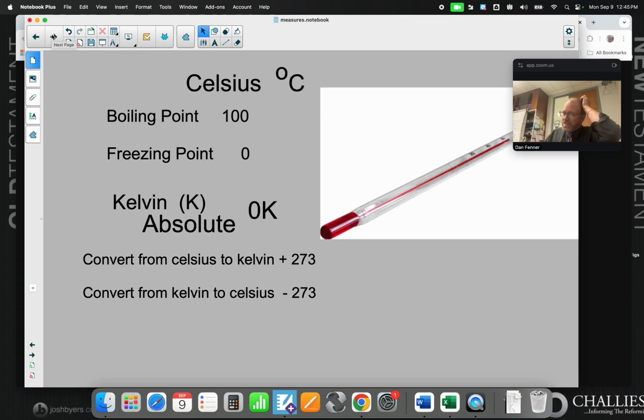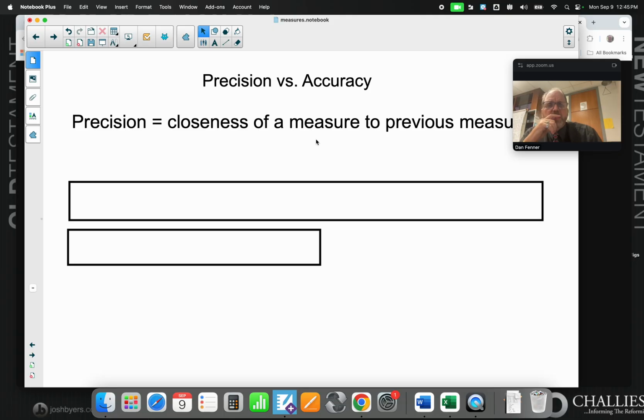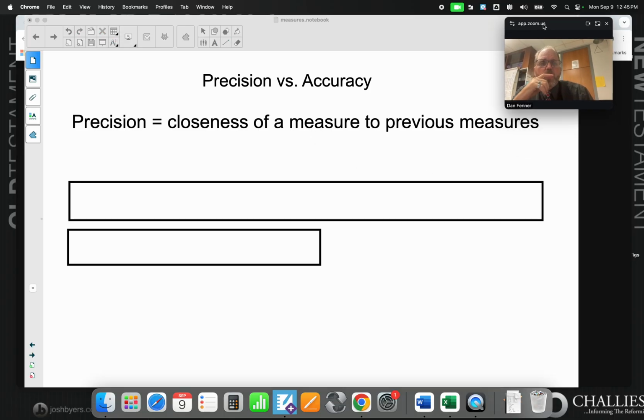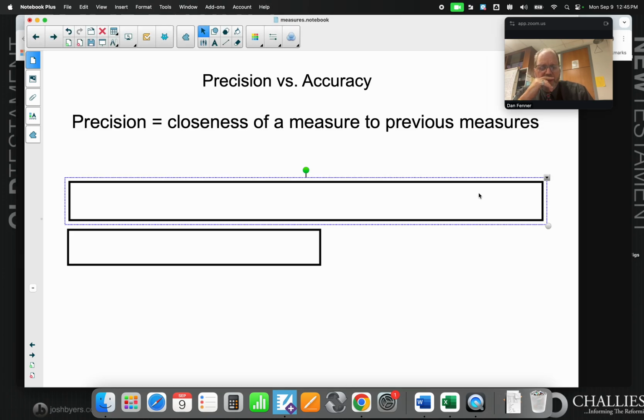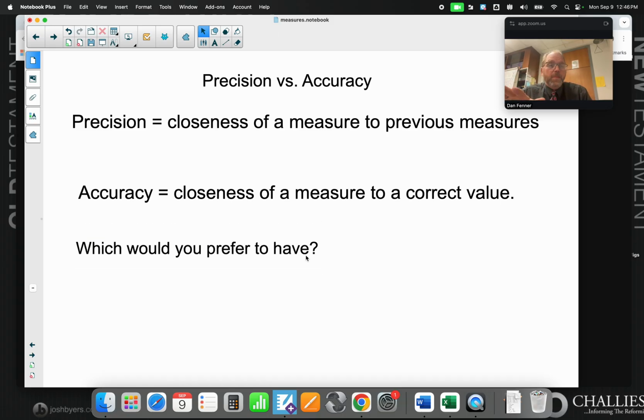Now, one last concept I want to talk about before we finish up here is precision and accuracy. These sound a lot like the same, but they're not. Precision is a close measure to previous measures, so constantly getting the mark over and over again. Accuracy is closeness of a measure to a correct value. And if we can only have one, we can have precision without accuracy or accuracy without precision. Which is better? Most of you are going to go, well, accuracy. Obviously, accuracy is better because you want the correct answer.